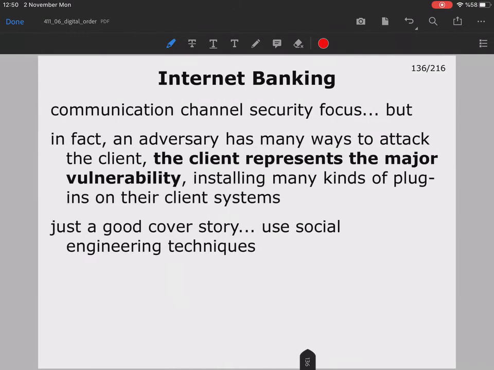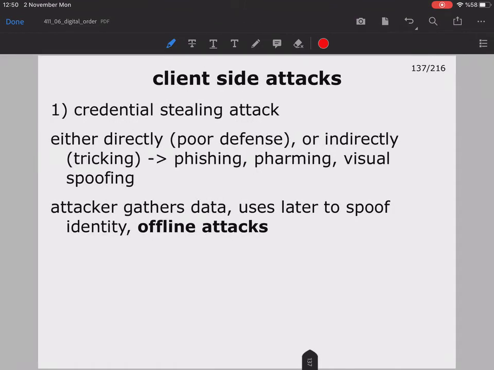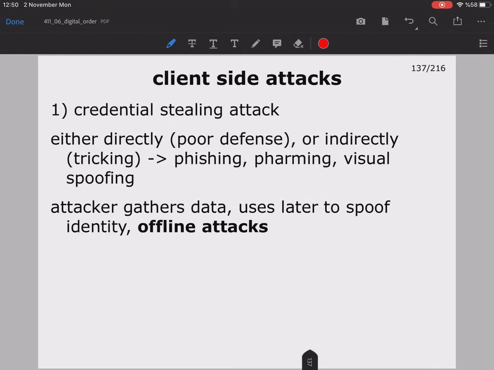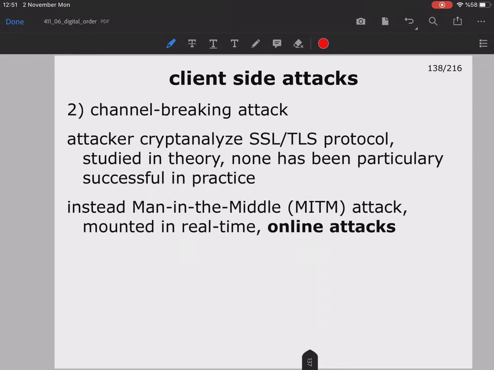And let me first introduce the credential stealing attack. It can be done offline, as we said, by, for example, telephone calls or something, or like phishing, pharming, and visual spoofing. These are all possible ways to steal the credentials. And then they use this identity to conduct their malicious purposes.